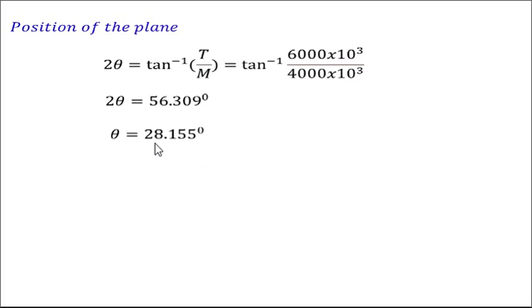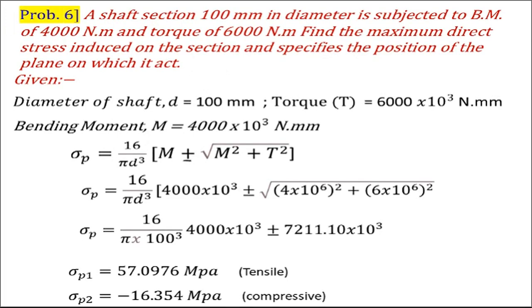This is the one plane, and if you want to determine the other plane, it will be exactly perpendicular to this particular plane. So for that other angle you have to add 90 degrees, so that you will get both of the planes on which these principal stresses are acting. So I hope you understood this problem of combined loading, in which the shaft is subjected to torsion and also another load, the bending moment. So torsion and bending moment act combined. That's why that type of loading is called combined loading.